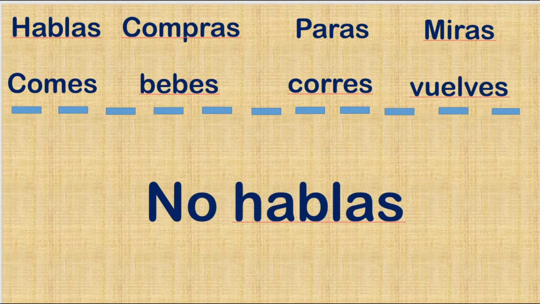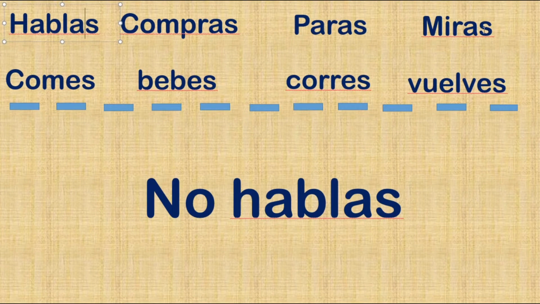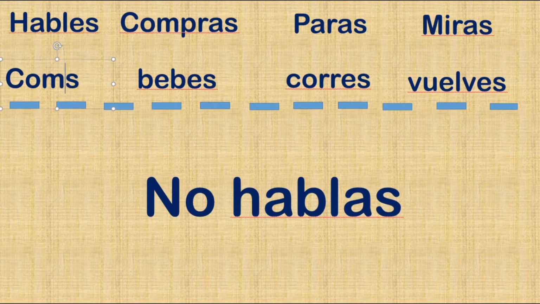It's a different structure. So if you would like to say don't speak, don't buy, don't stop, and don't look, it's going to be a different structure. And this is how it works. You flip the letters from A to E to make it hables, and the comes from E to A to make it comas. And this would mean don't do it. So, let's have an example.